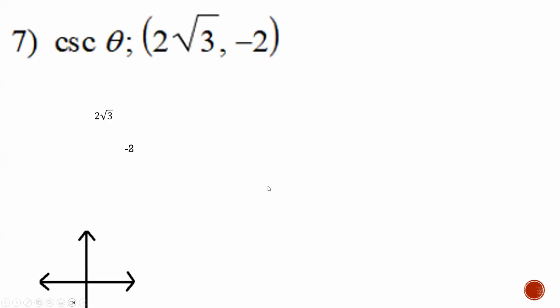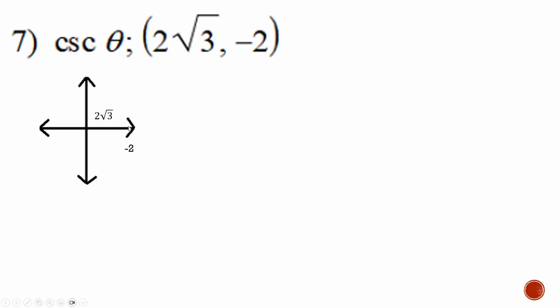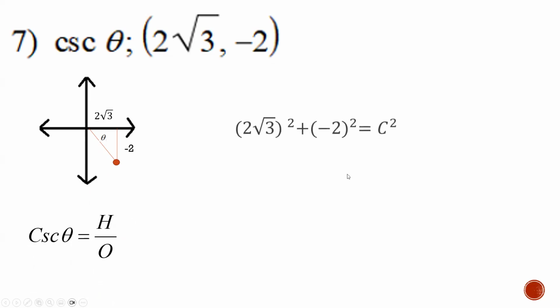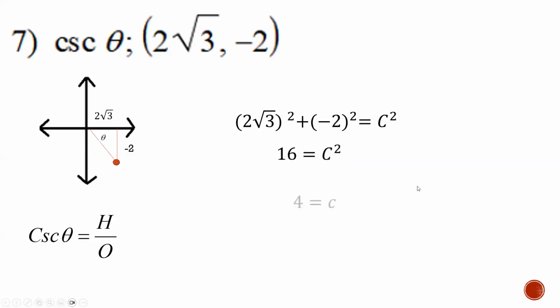Okay, so reciprocal. For the first one, my x distance is 2 radical 3, my y distance is negative 2. Cosecant is the h over the o. So I don't have my hypotenuse, I have the opposite. So therefore, I'm going to use Pythagorean theorem. 2 radical 3 squared will actually give you 12. This will give you 4. So we got 16. This one's a nice one. Again, c distance would be 4. That goes there. Hypotenuse is 4. Opposite side is negative 2. 4 over negative 2 reduces to negative 2, baby. Love that for us.